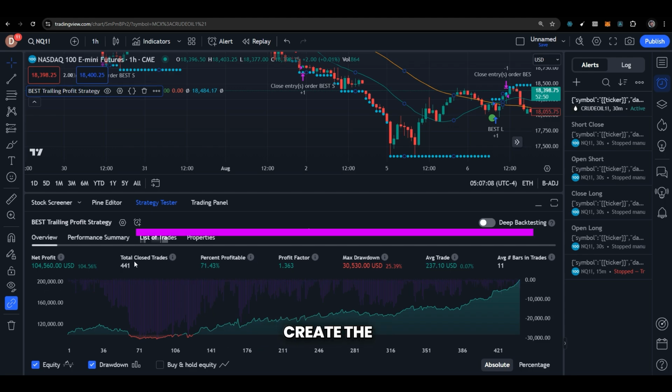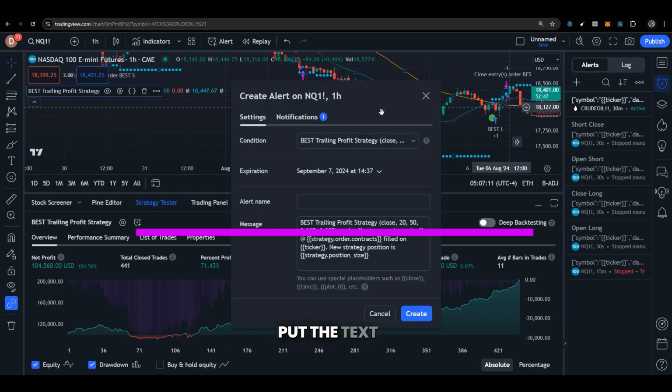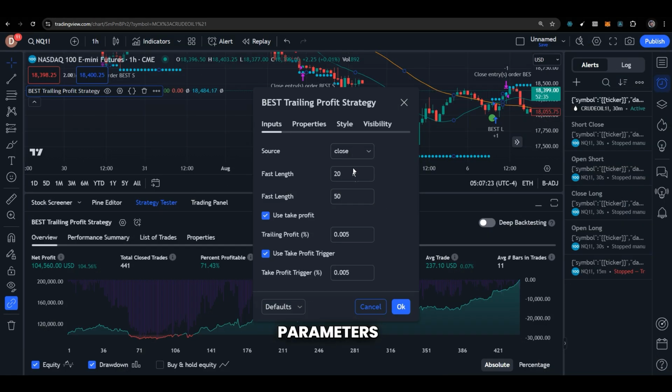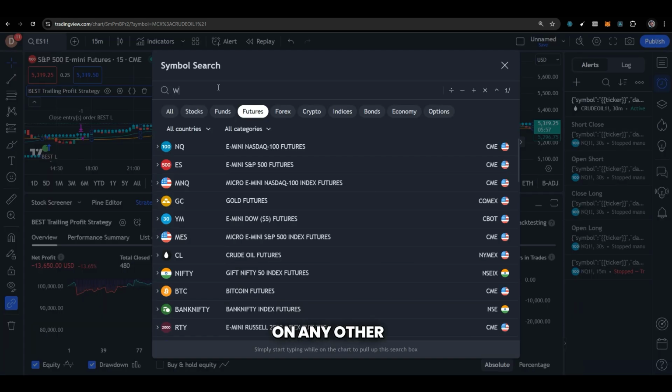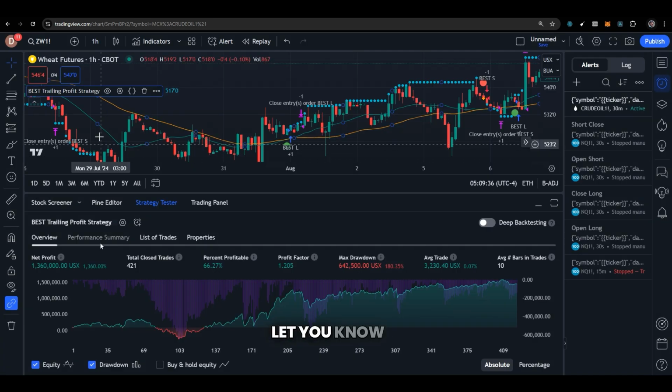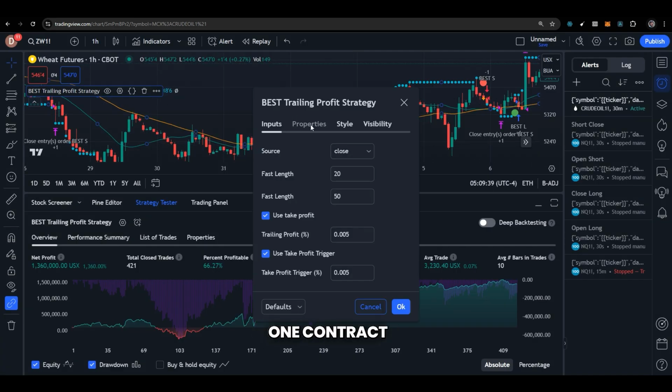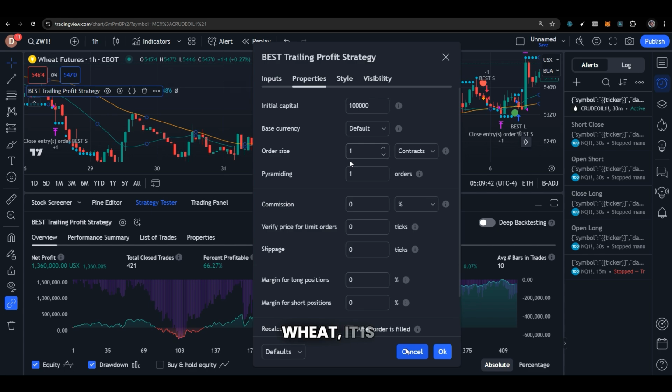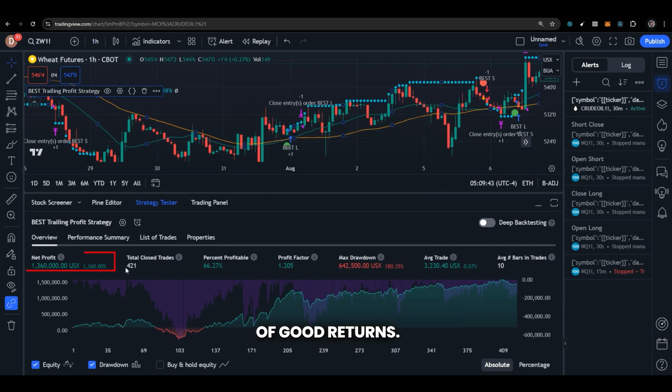Again, to create the alert, go to alerts, put in the text and create the alert, that's all. There are also different parameters like fast length and different values. Let's see whether it gives good results on any other symbol. Let's try wheat. Let me tell you that we are trading only one contract always. In wheat, it is showing good returns, more than 1 million. Trading wheat with this particular strategy gives quite decent returns. Percentage profitable is good, and you can try it.